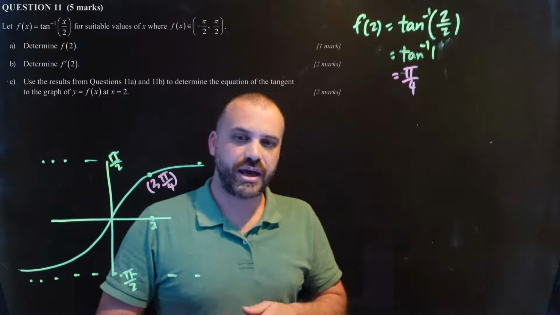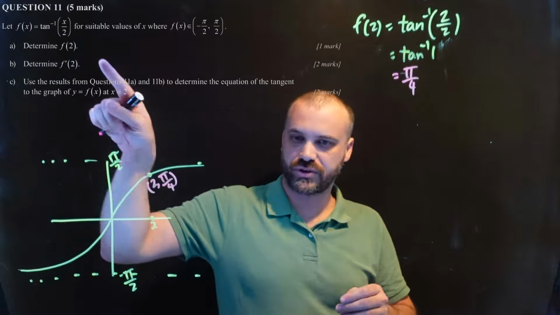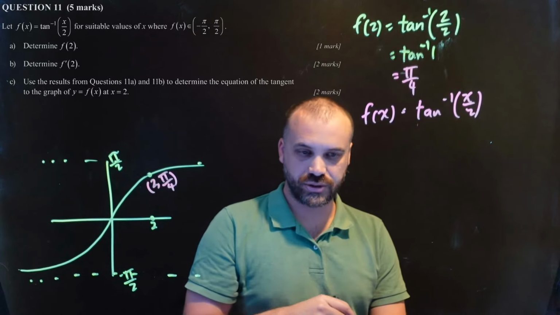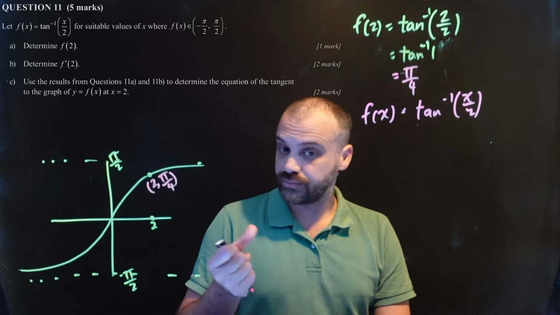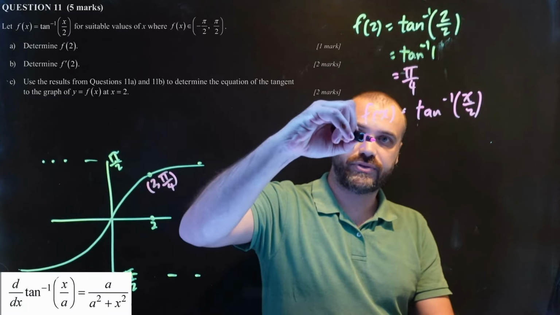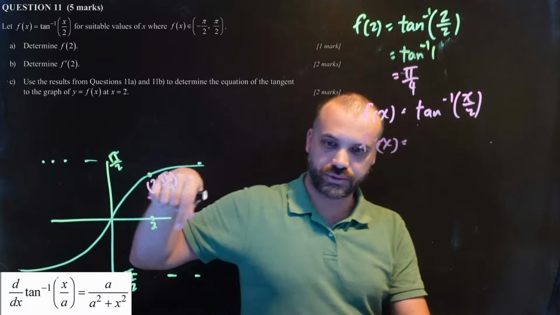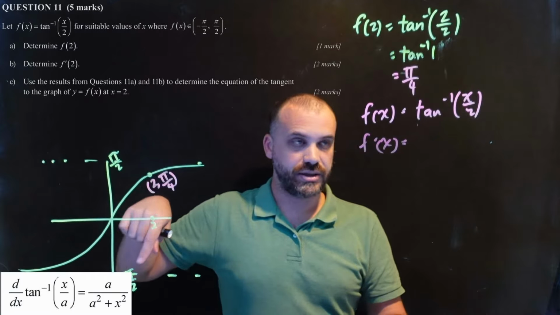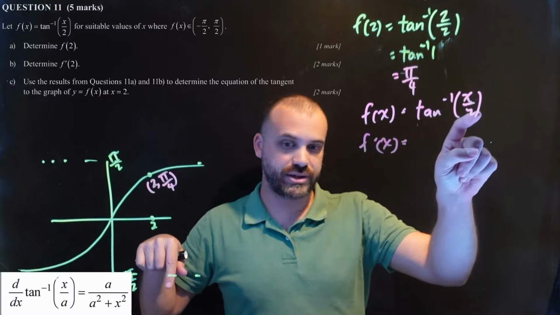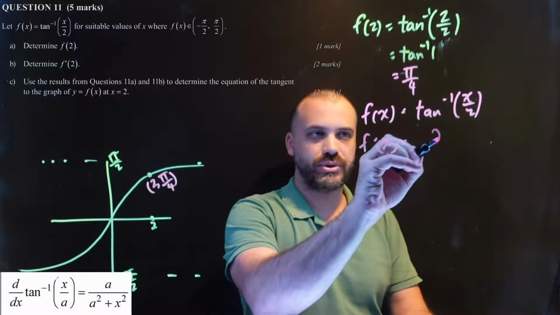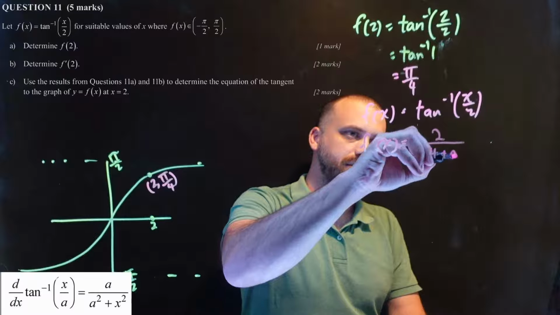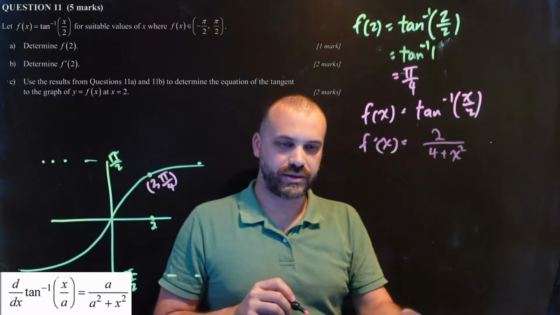All right, part B, f dash of 2. So we're going to have to find the derivative of this. So if f of x equals inverse tan of x on 2, finding the derivative of that should spark you to look at your formula sheet. There we go. So f dash of x is going to be equal to, and then we just do what it says here. It says x on a, which is what we've got here. We've got an x on an a. That's going to be equal to a over a squared plus x squared, so 2 over 4 plus x squared.